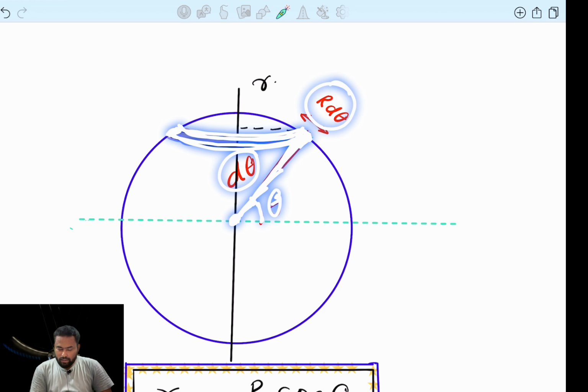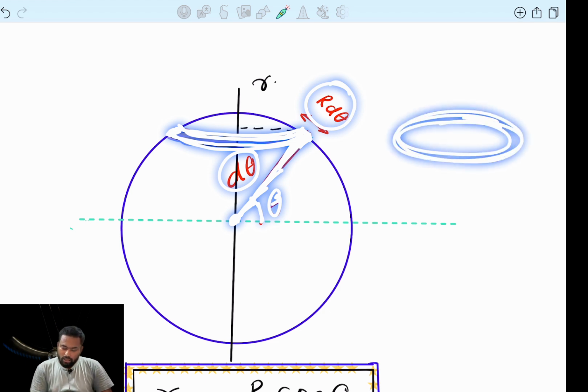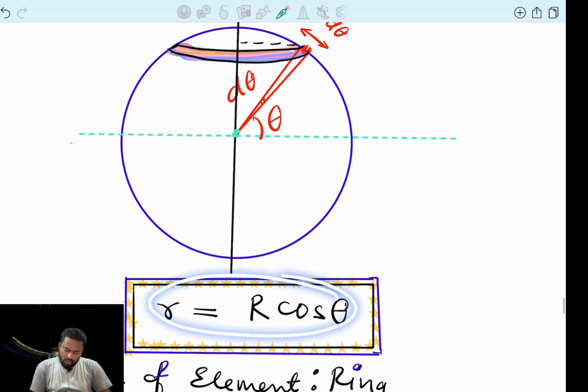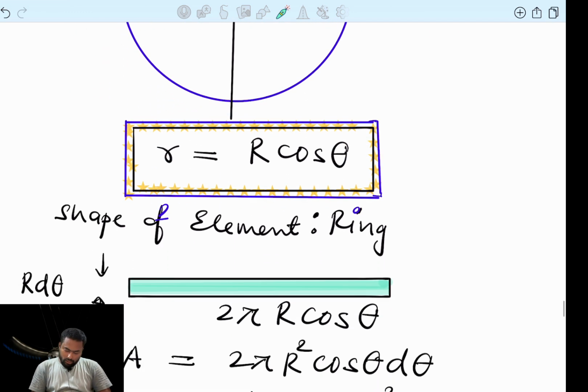So what we'll get? We'll get a ring. The radius of the ring would become this component, so the radius of the ring would become r cos theta. So the radius of the ring is r cos theta. The shape of the element is, obviously, a ring.